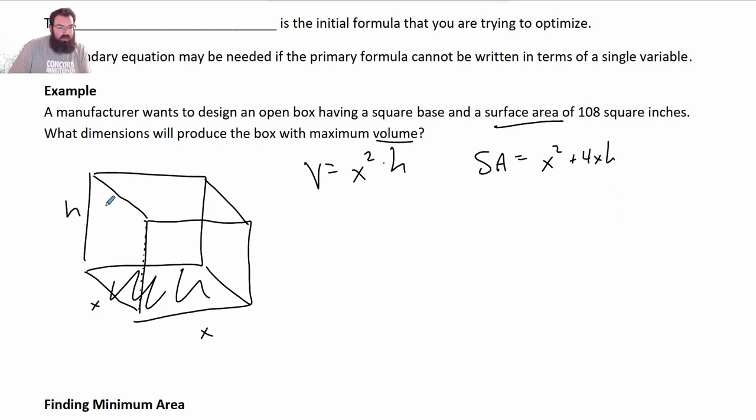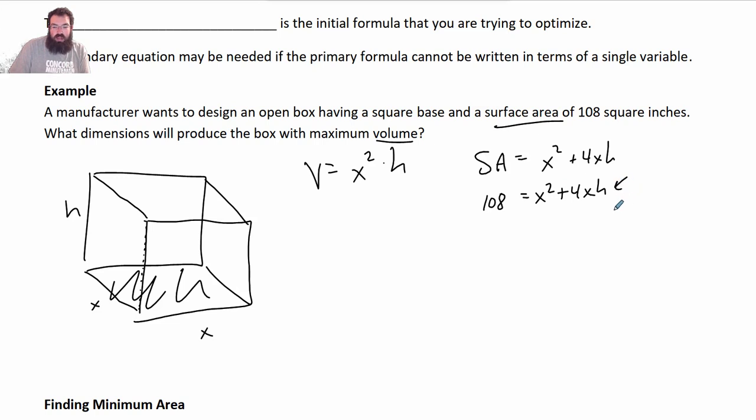The sides are what the 4XH is. The base is the X squared, and the top is open, so we don't need to find that one. And so then we know this is 108 equals X squared plus 4XH.